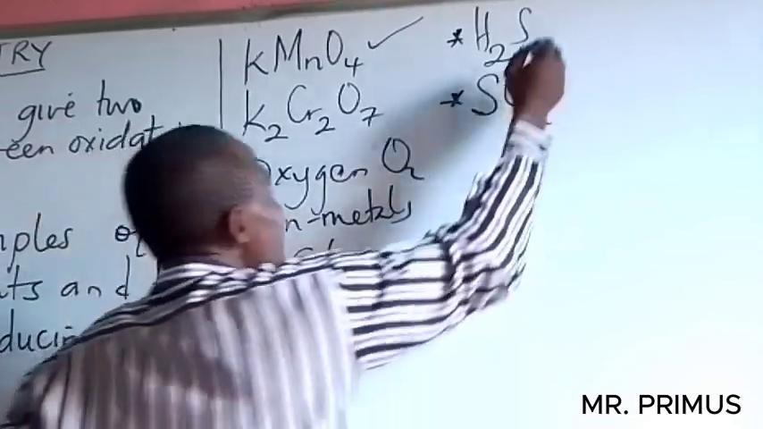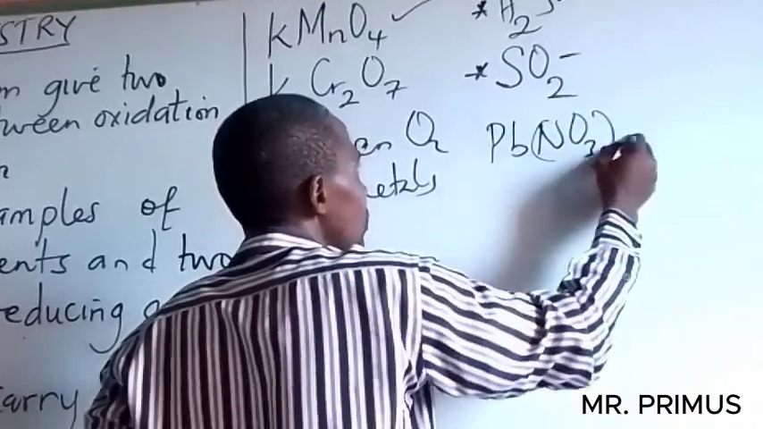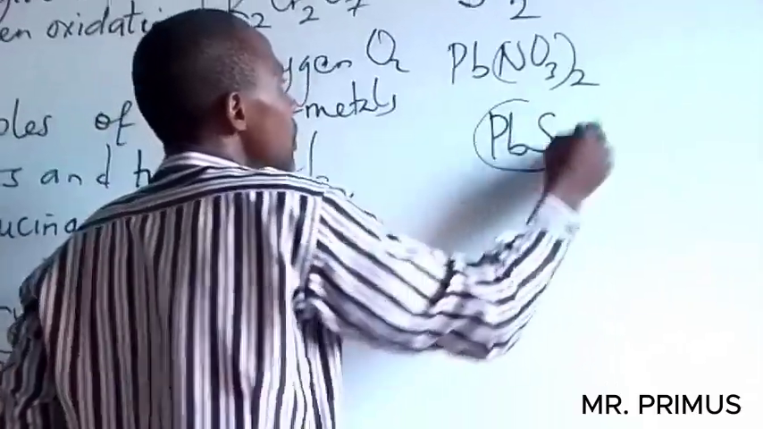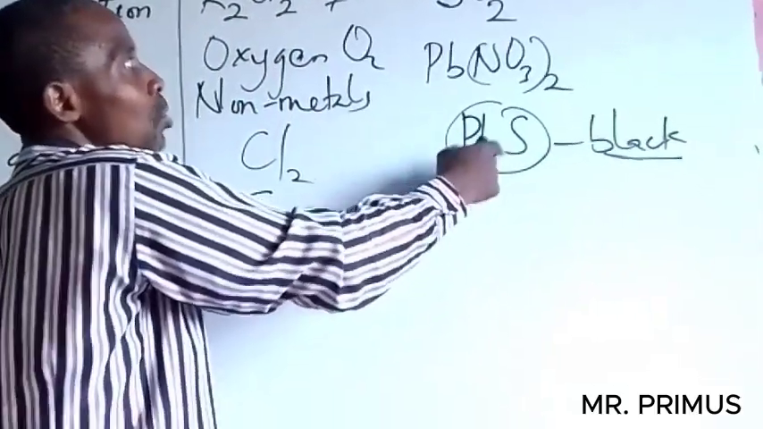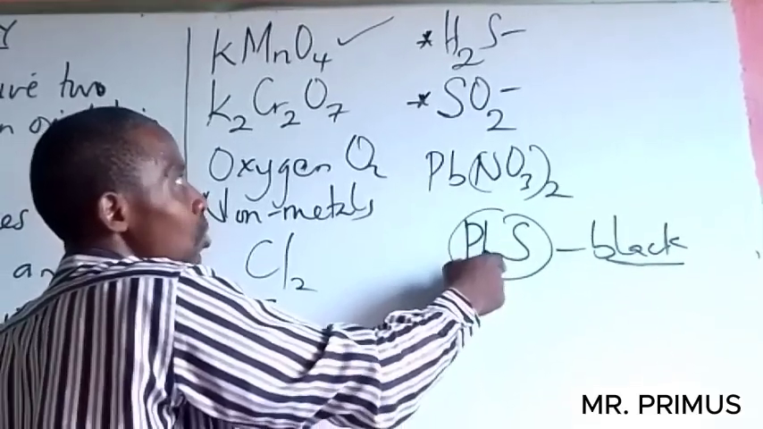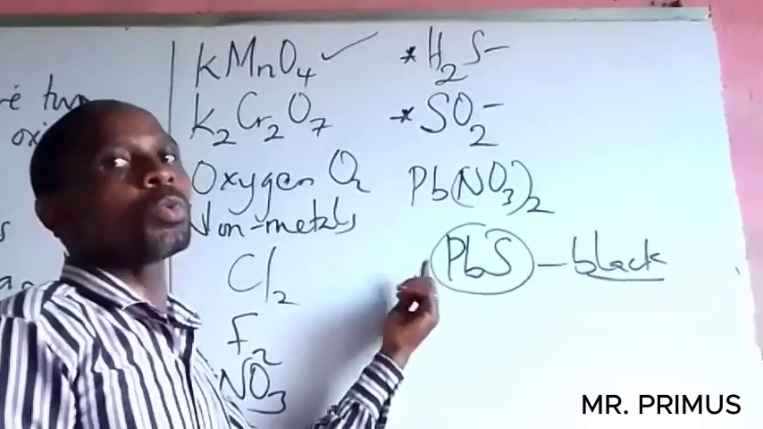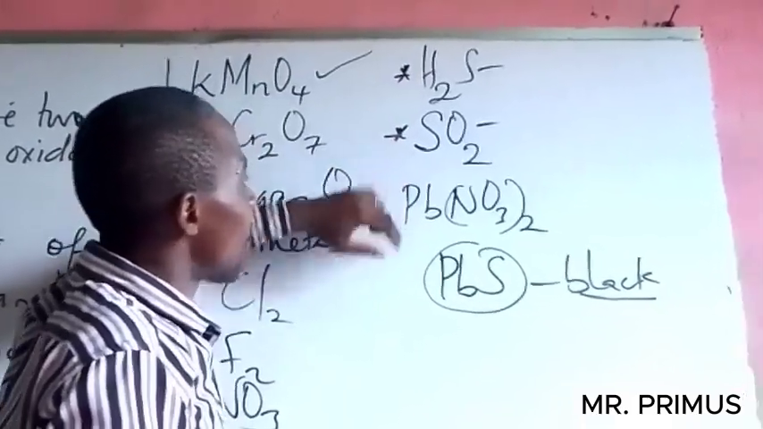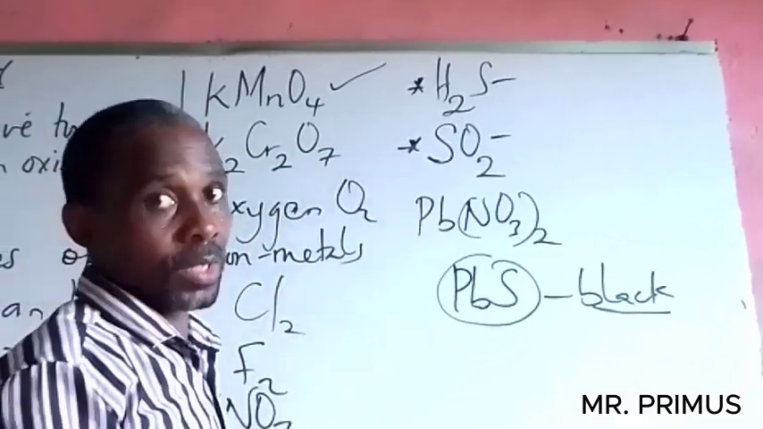Number two, you pass the gas through lead(II) trioxonitrate(V). If it is hydrogen sulfide, it will form lead(II) sulfide, PbS, which is black. It will form a black substance, lead(II) sulfide. If it is the other one, you may not observe any black coloration. So when you pass either of them through lead(II) nitrate, if it is hydrogen sulfide it will turn black; if it is the other, there will be no visible reaction.